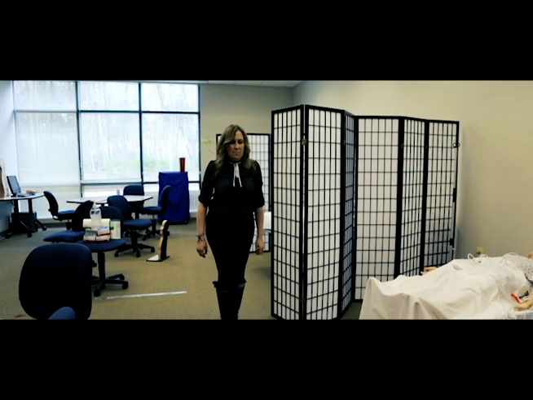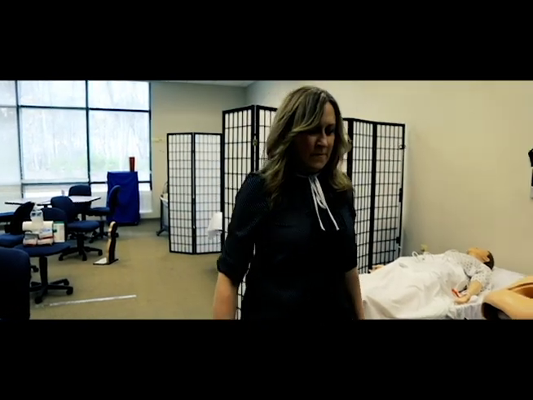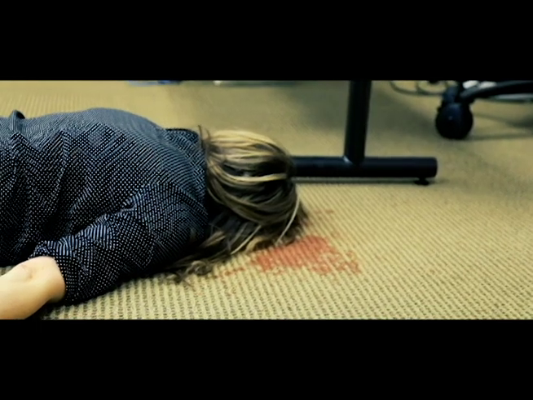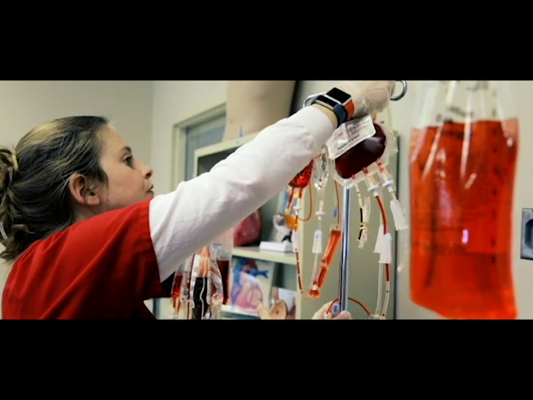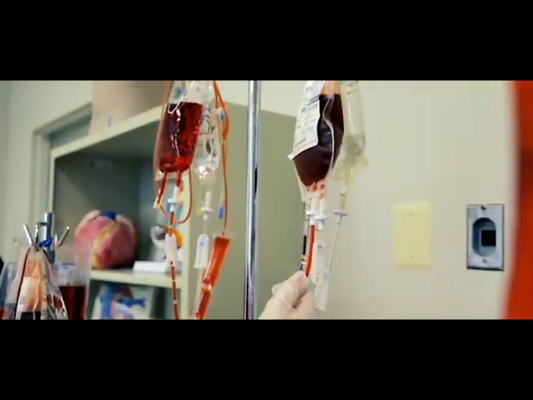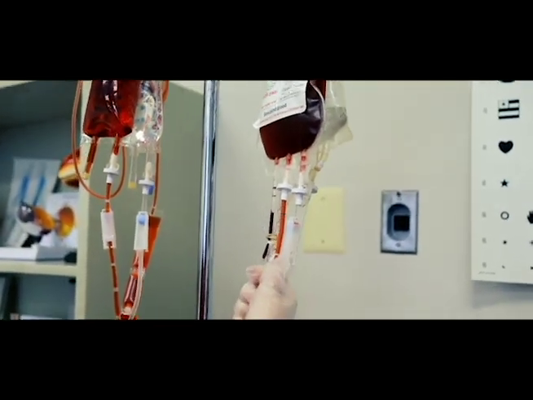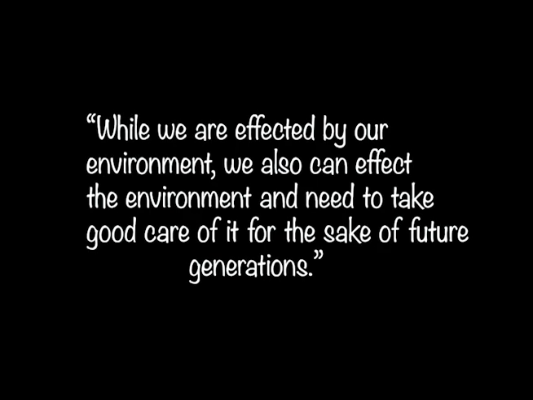For maintaining a safe environment, activities of daily living need to be done in a safe environment. This includes preventing accidents at home or during transportation, washing hands, and making sure the patient is able to safely function in their home. Also included in this section is a statement by Roper that says while we are affected by our environment, we also can affect the environment and need to take good care of it for the sake of the future generations.